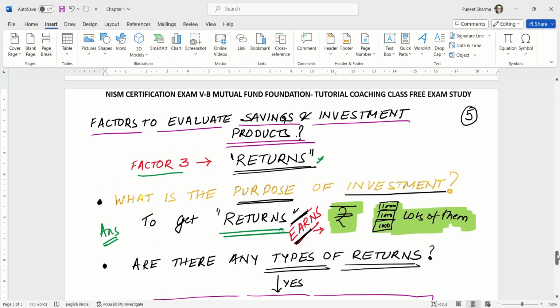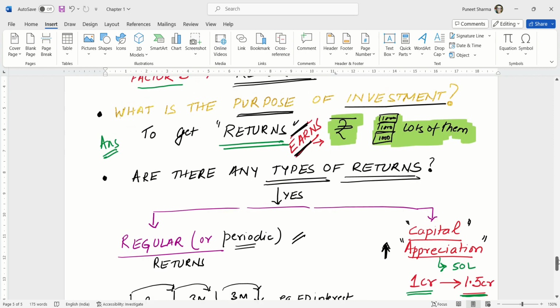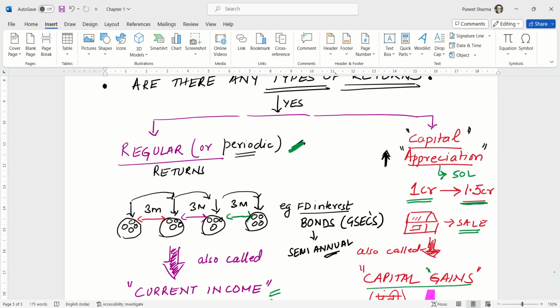Now the next question which comes into mind is, are there any types of returns which we are talking of? Yes, there are two types of returns which we talk of. One is called regular or periodic returns, another is called capital appreciation. When we talk about regular or periodic returns, we are talking about returns which come after every fixed period of time.